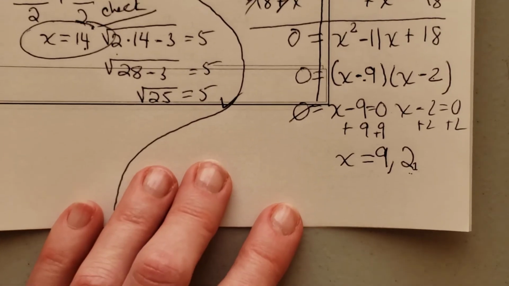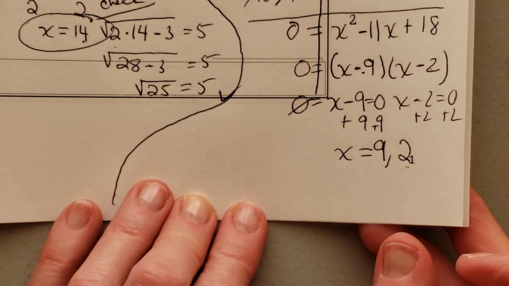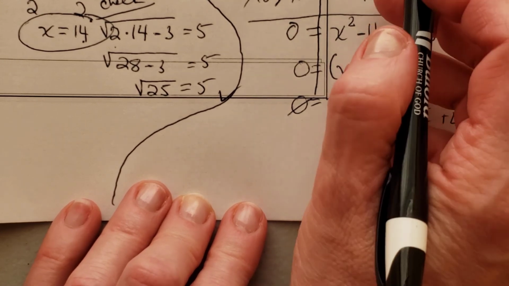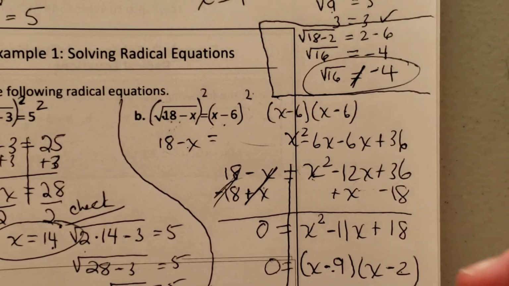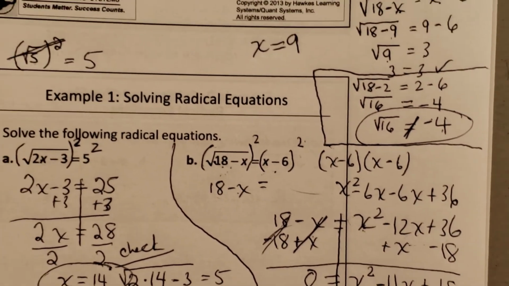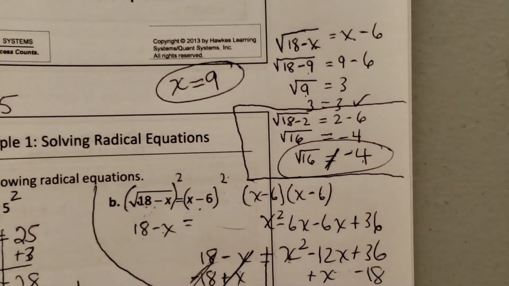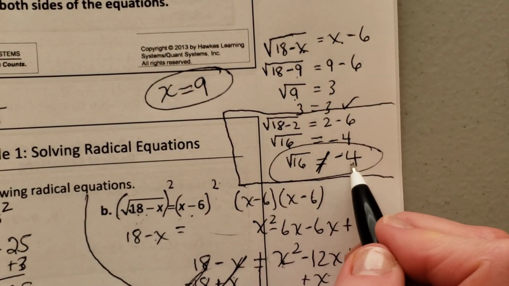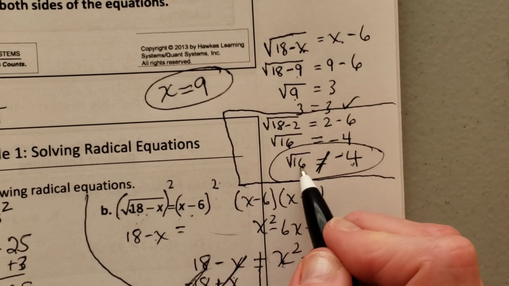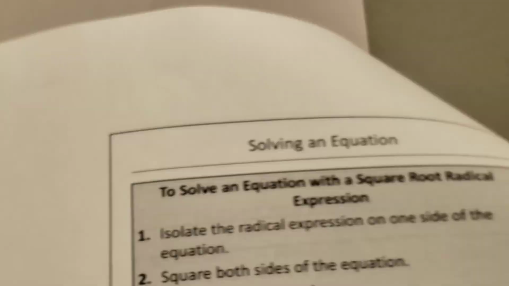So even though we solved x equals 9 and 2, once we plug it in and find out that that gives us a negative answer on the right side of the equal sign, we can get rid of the 2. X does not equal 2. X only equals 9. So anytime, just for a hint, anytime you end up with a negative, if you have a square root and one of the answers is negative, it's not going to be a solution.